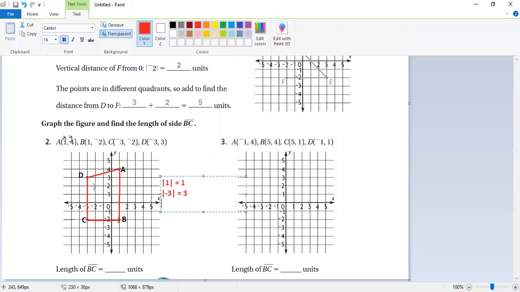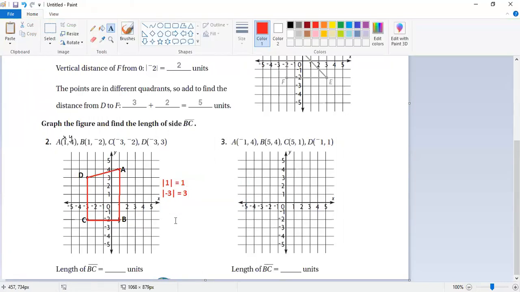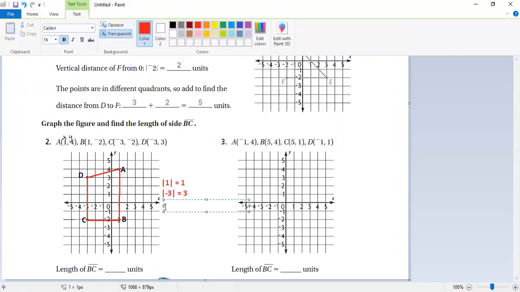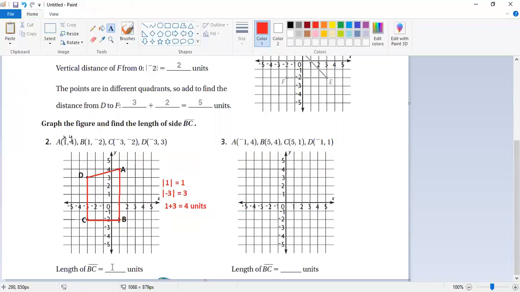But if they are in the same quadrant, then we will subtract them. But here, the quadrants, I hope you all remember what are quadrants. This is quadrant 1, this is quadrant 2, this is quadrant 3 and 4. Because they both are in different quadrants, we will add them. So let's add them. That's going to be 1 plus 3 equals 4 units. So in the answer, you will be writing 4 units here. Just have to write 4.